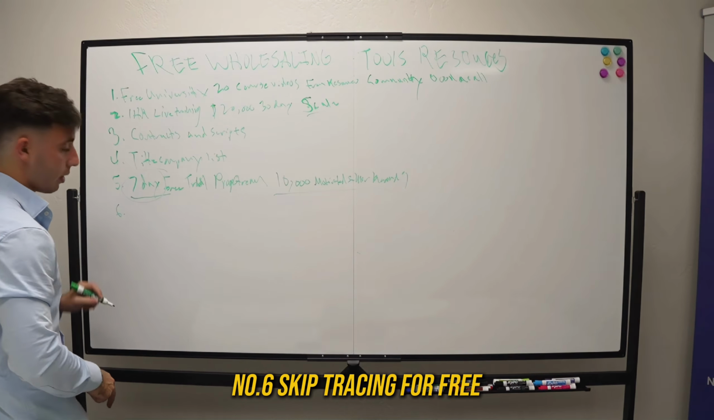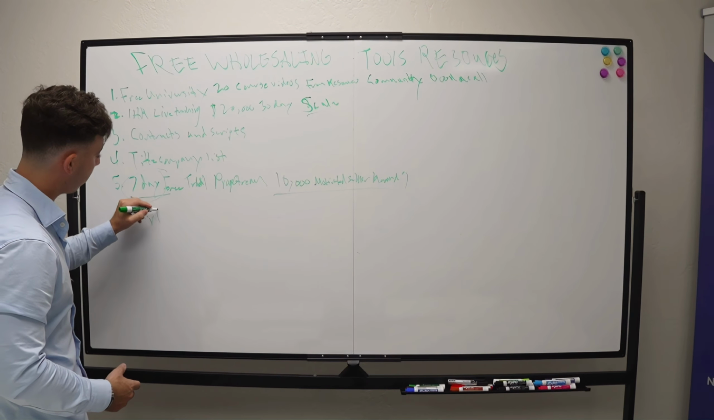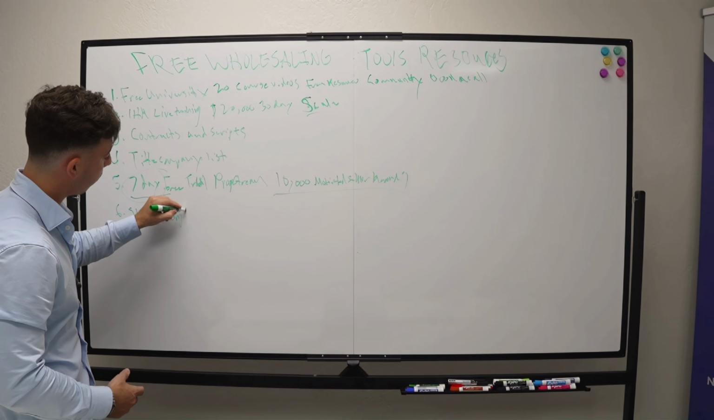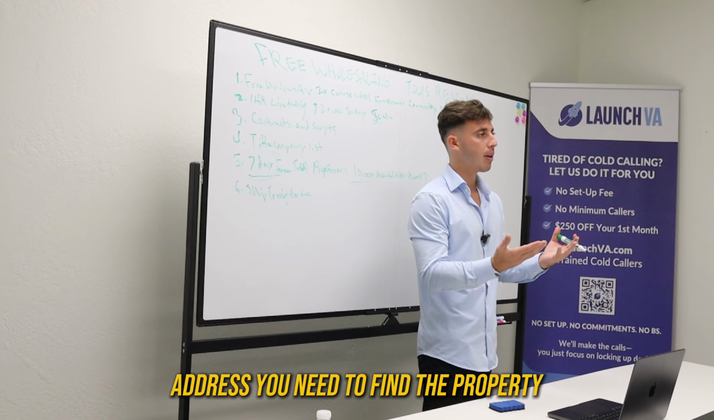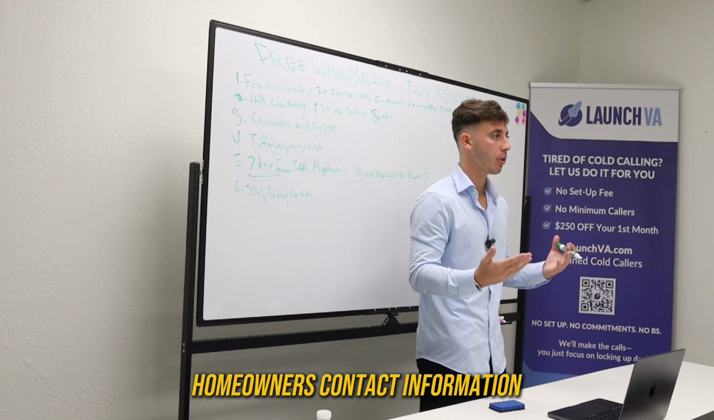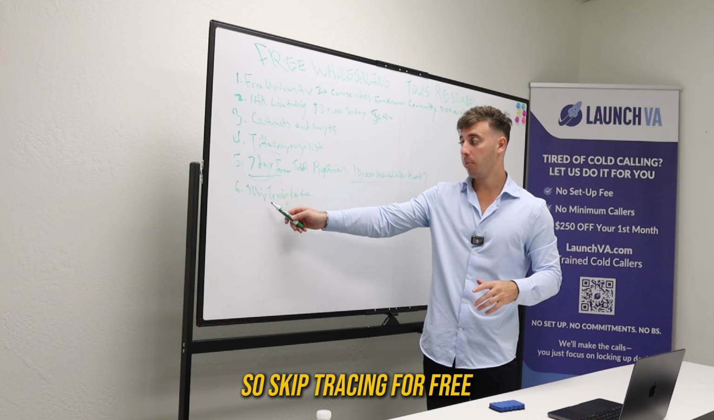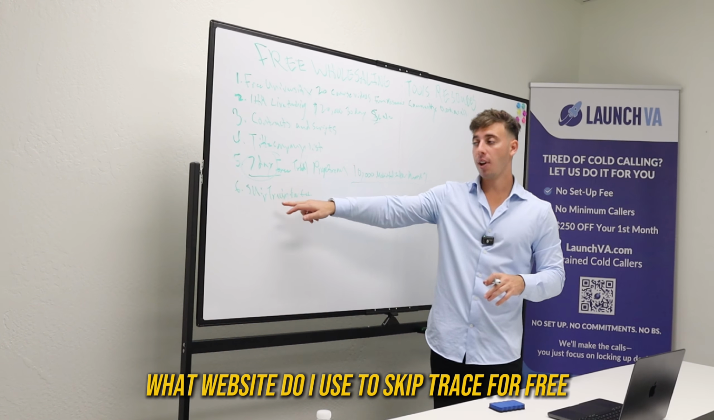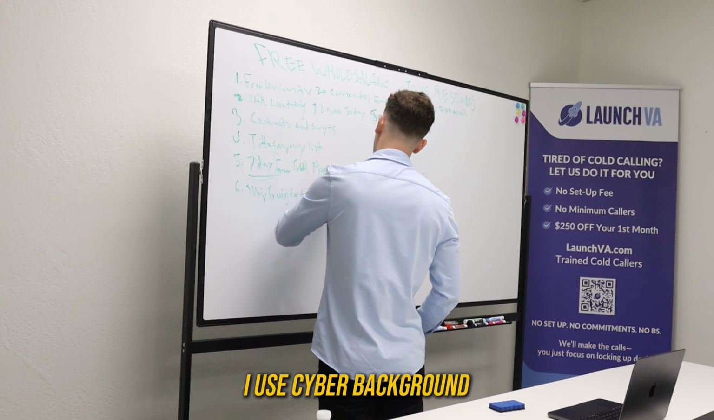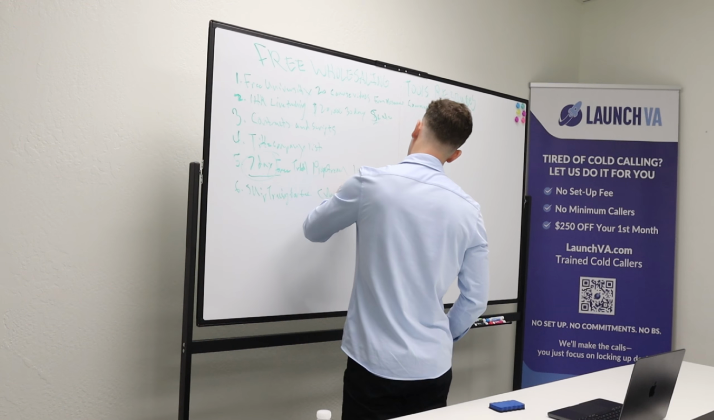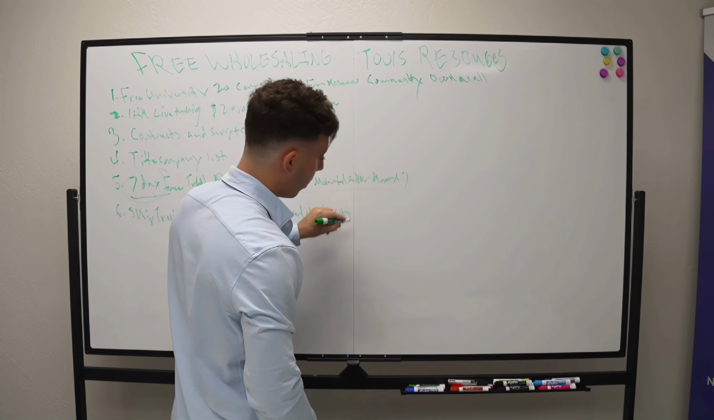Number six, skip tracing for free. What is skip tracing? When you have an address, you need to find the property homeowner's contact information so you can call them and make them an offer. So, skip tracing for free. What website do I use to skip trace for free? I use cyberbackgroundchecks.com.